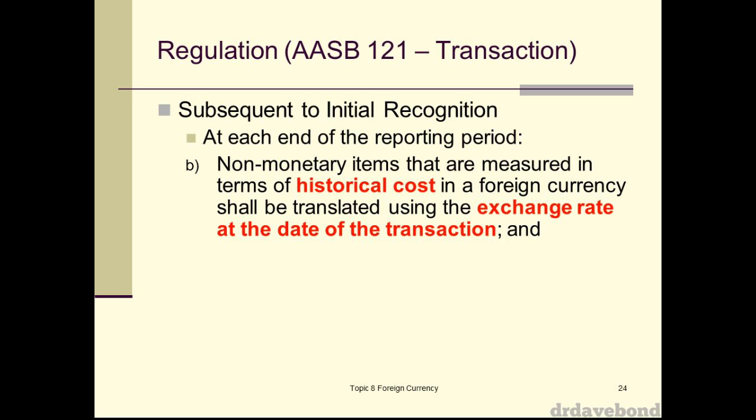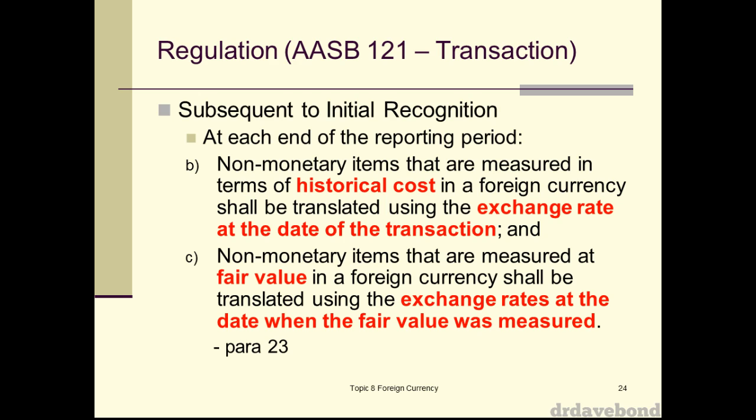So for non-monetary items, this is different. Non-monetary items that are measured in terms of historical cost in a foreign currency shall be translated using the exchange rate at the date of the transaction. So whatever the transaction is, you pick up when that transaction occurred, and that's the rate that you use. Non-monetary items that are measured at fair value in a foreign currency shall be translated using the exchange rates when the fair value is measured.